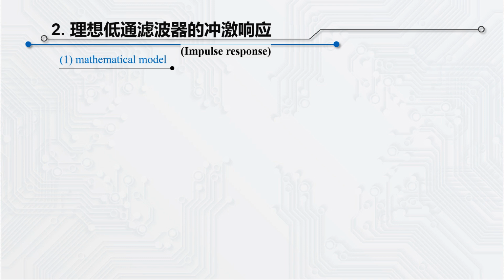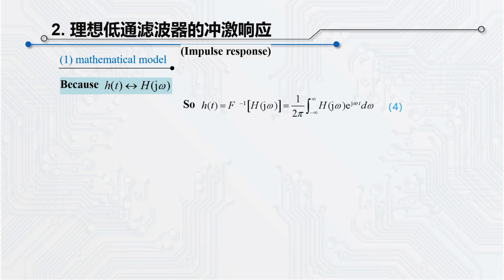Let's analyze the response of the ideal low-pass filter to the impulse signal. Let's look at its mathematical model. If the system function of the ideal low-pass filter is H(j omega), we need to take the inverse Fourier transform of H(j omega). According to the definition of Fourier transform, h(t) should satisfy Formula 4.